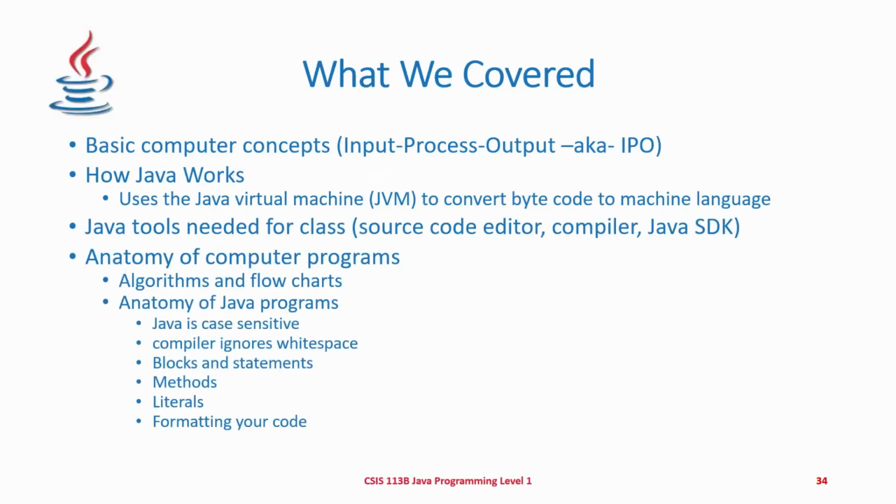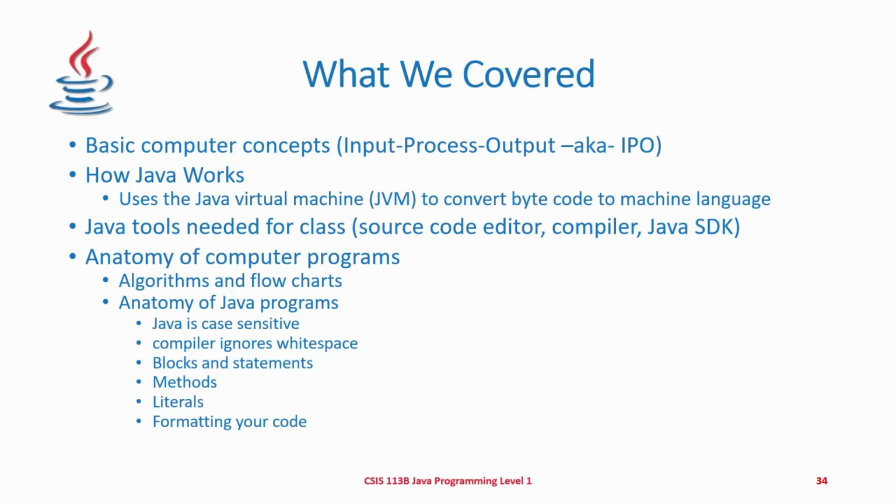So we covered a lot in this initial lecture. We talked about basic computer concepts, how the input process output, or IPO, works in a computer. We talked specifically about how Java works and how we use the Java virtual machine to convert our bytecode into the necessary machine language for the system that we're going to run our program on. We looked at the Java tools that are needed for the class. We need a source code editor, a compiler, and the Java SDK, or JDK as they call it. And again, NetBeans would be the preference there.